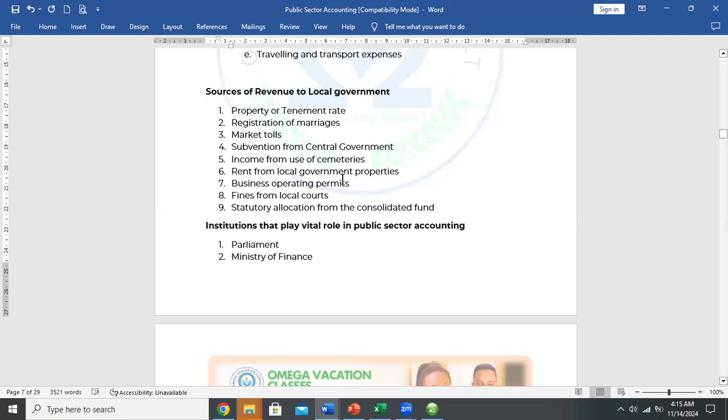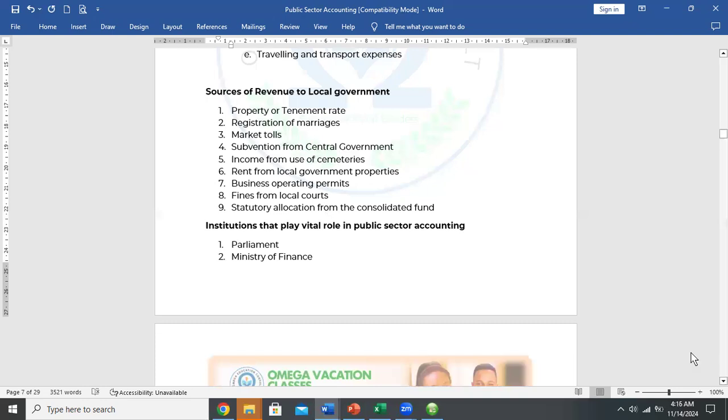Yes, the government has some properties people are renting, and they pay to the local government or the district assemblies, and so on. Fines from local court. Yes, when the local court takes any money from somebody for flouting rules, it goes to the district, right?